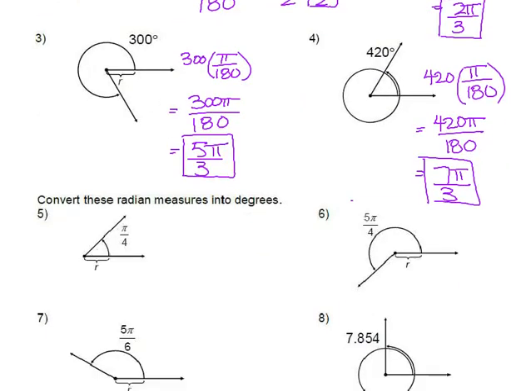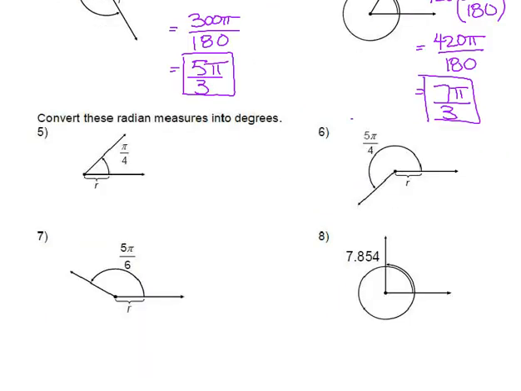Alright, so let's switch over to converting radians to degrees. If you remember, to convert radians to degrees, your conversion factor is 180 over pi. So we're going to convert this pi over 4 to degrees. We're going to multiply it by 180 over pi. So I'm going to take pi over 4, multiply by 180 over pi, and I'm just going to type that in my calculator.